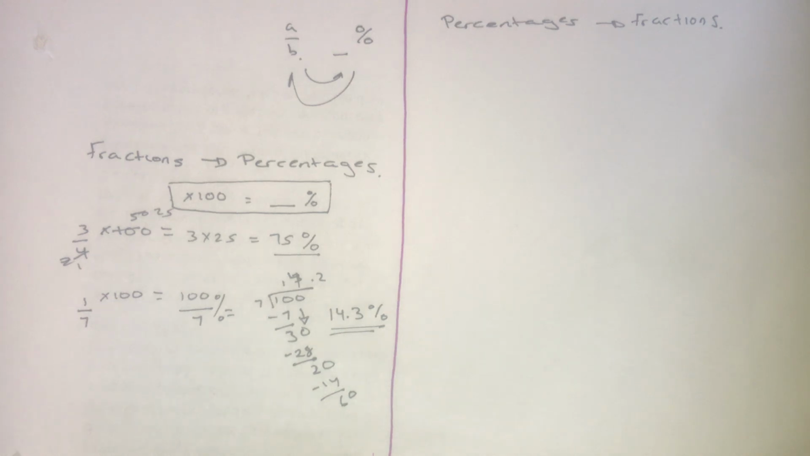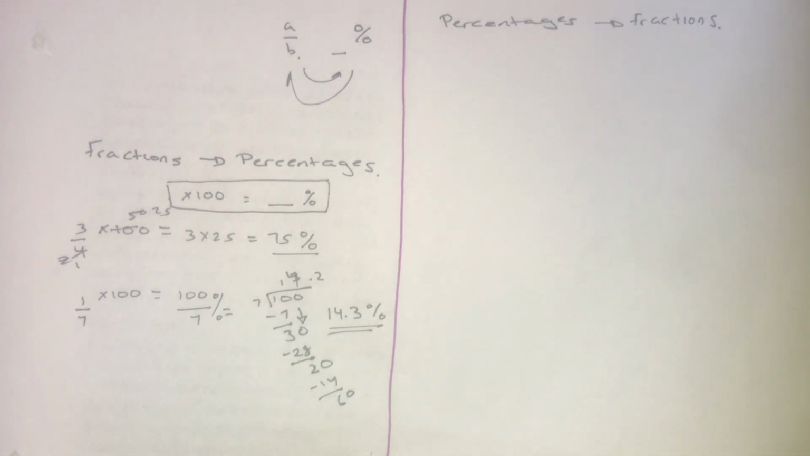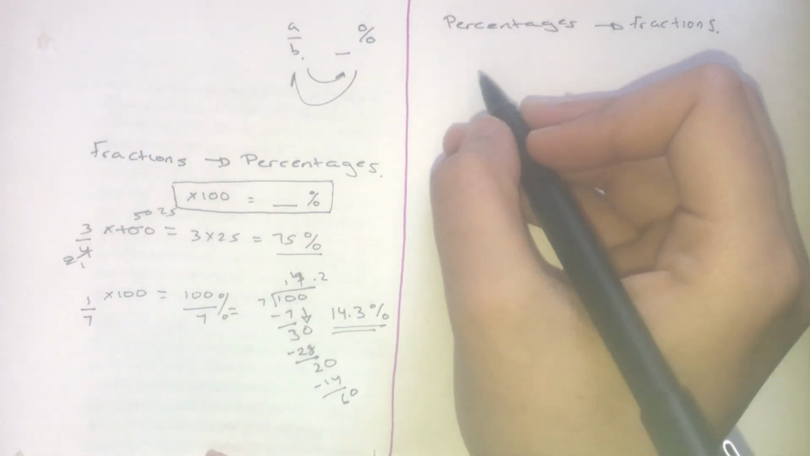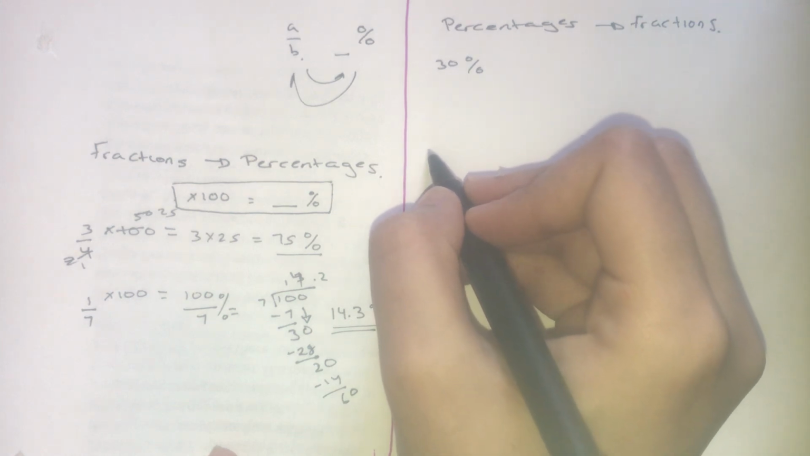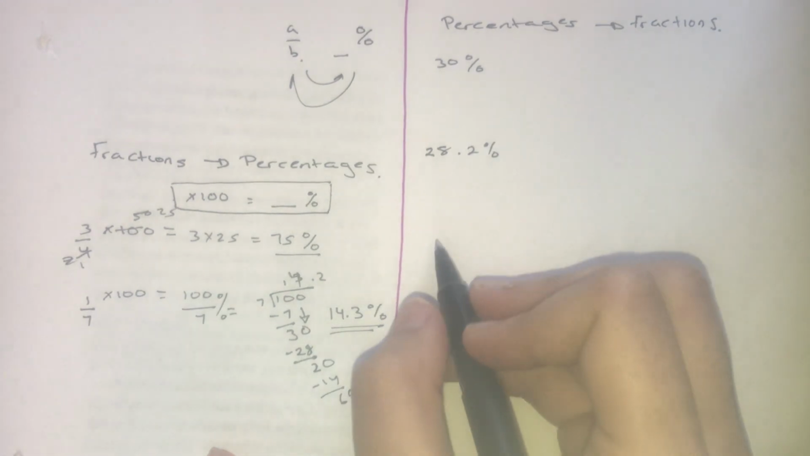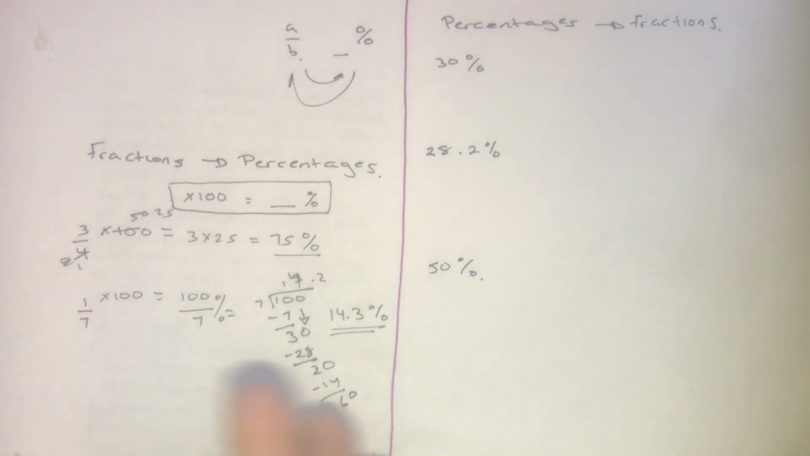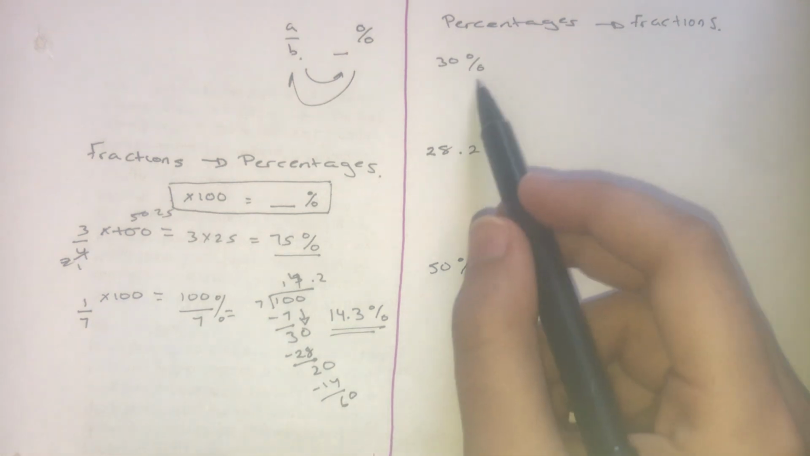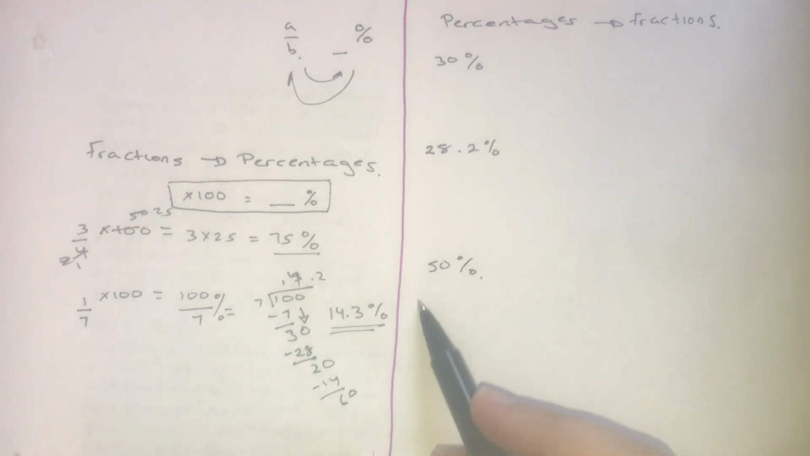Let's now move on to percentages into fractions. For that, I'll be showing you examples of 30%, 28.2%, and 50%. While going from fractions to percentages we multiply by 100. While going from percentages to fractions, you just need to remove this sign and divide by 100, and then you simplify the fraction you get.